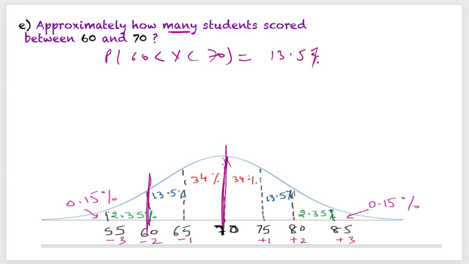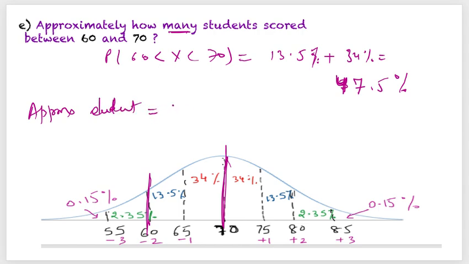So first let us see what is the probability in percentage. 13.5% plus 34%, and when we add it, it will be 47.5 percentage. Now if I am interested in finding the number of students, approximate students is equal to 2000 into 47.5 by 100, because we have to write the probability. So when we simplify, we multiply this with 47.5 and we get 950 as the answer.